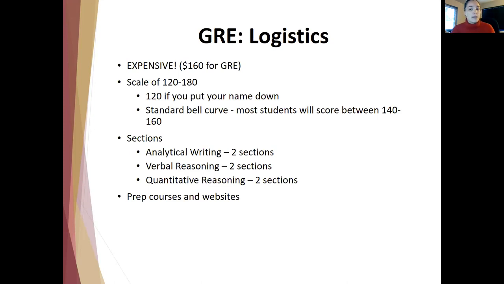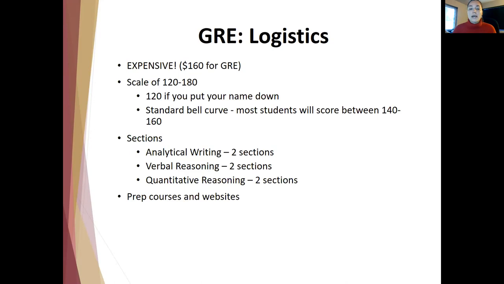It's expensive. It's about $160 every time that you take it. That adds up real fast. So most students only want to take the GRE once, maybe twice. It is on a scale of 120 to 180. It is 120 if you put your name down, if you go to take the GRE. Typically, it's on a standard bell curve. The majority of students will score somewhere between 140 and 160.